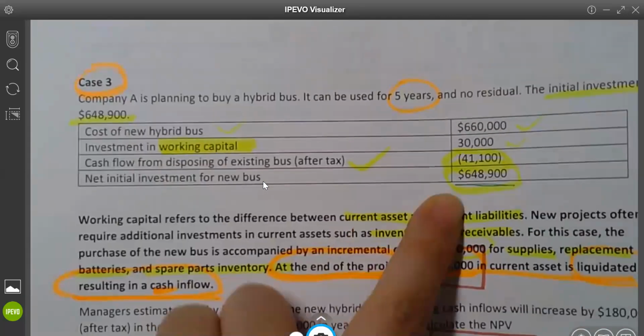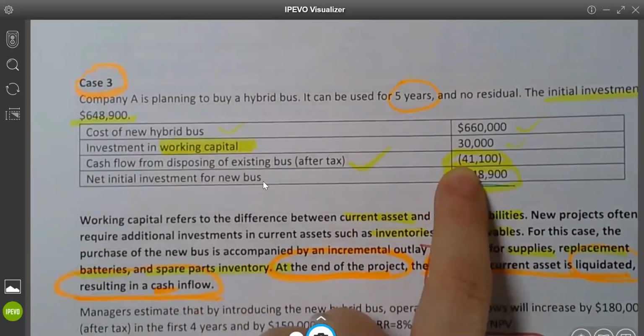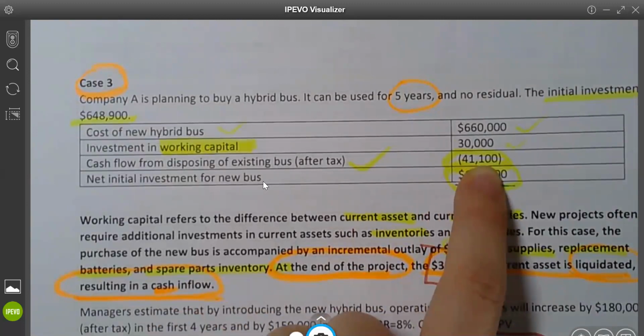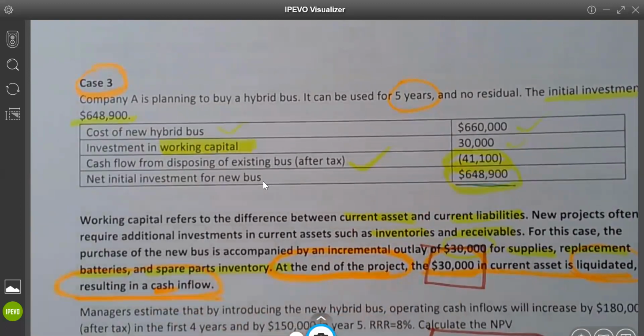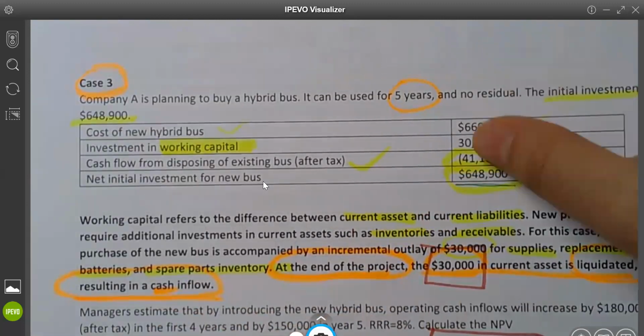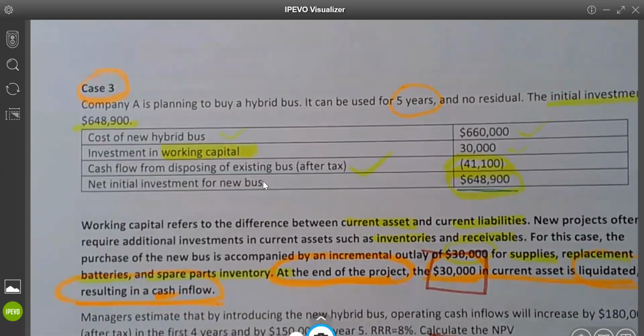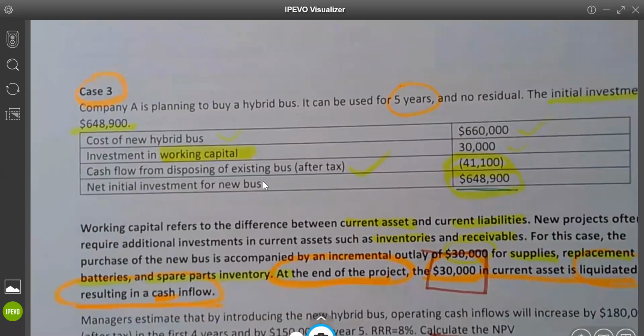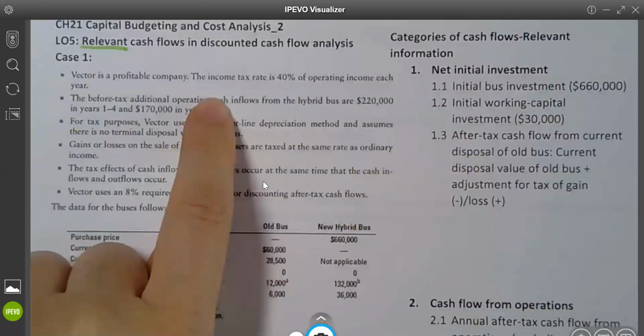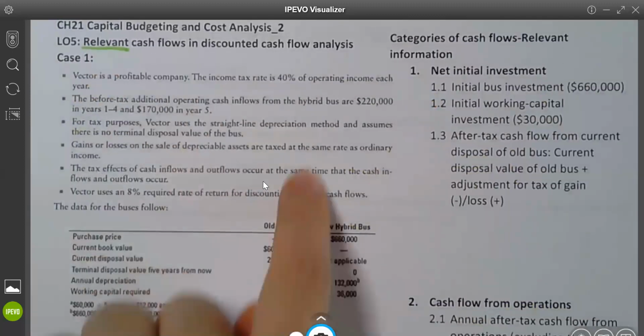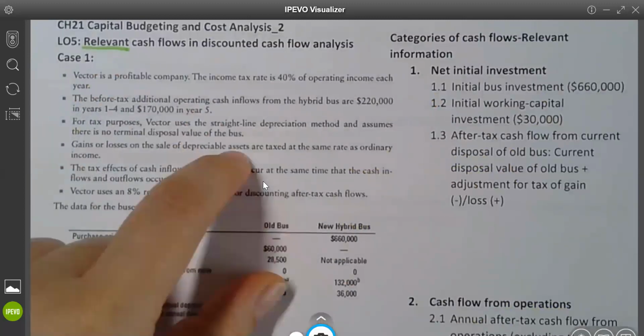But how did you get all these cash flows? Let's say, hey, why is it 41,100 as the cash flow from selling your old truck? Why is it now 42,100? How do you get the number? That is what we are trying to do in this part. So in this part, you will have the raw data, okay? You will have the raw data.